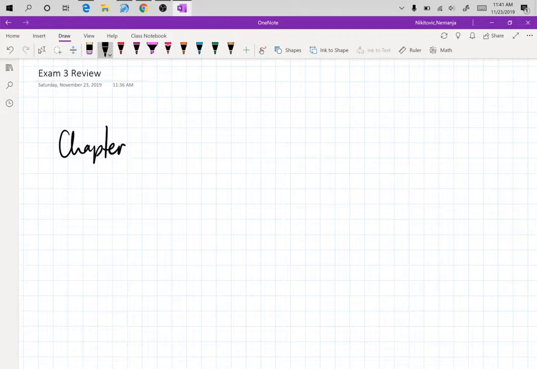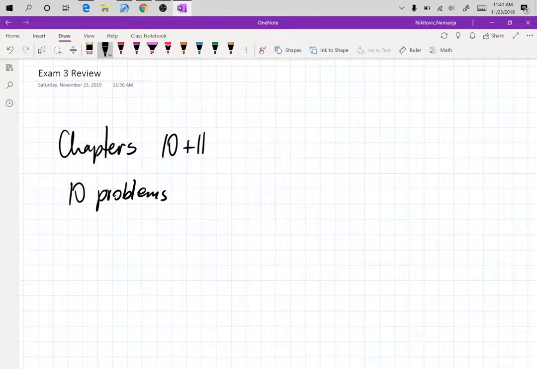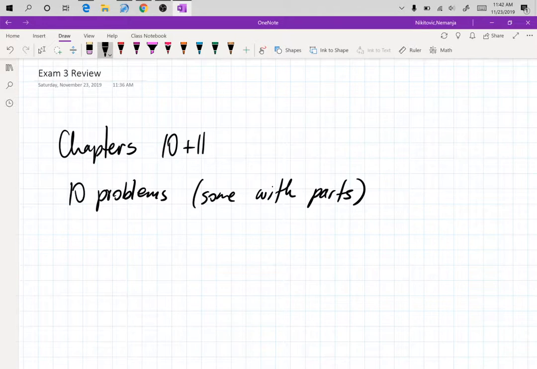Chapters 10 and 11, we're going to have 10 problems, some with parts, because let's face it, if you are doing this exam the right way, which is you write your name, then you put your pencil down, you look through the whole test, then you pick up the pencil, then you go through the whole test and do the divergence test for every problem, you should be able to knock out 2 or 3 off of the list.